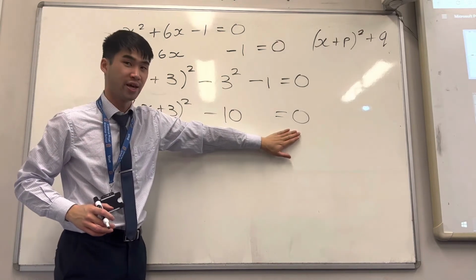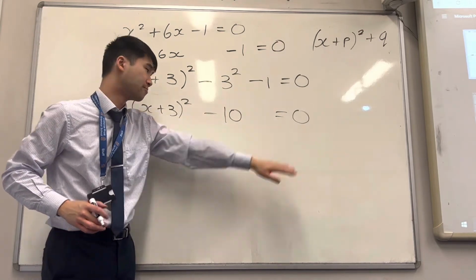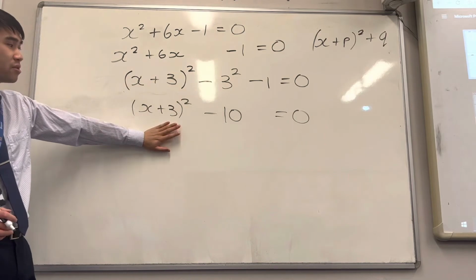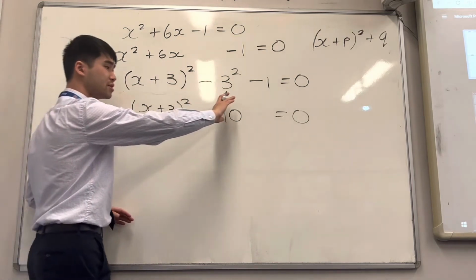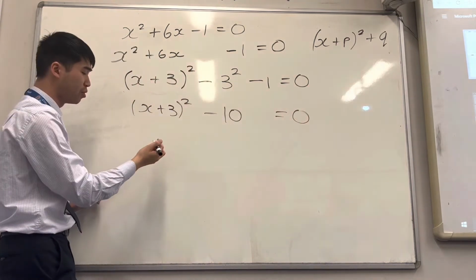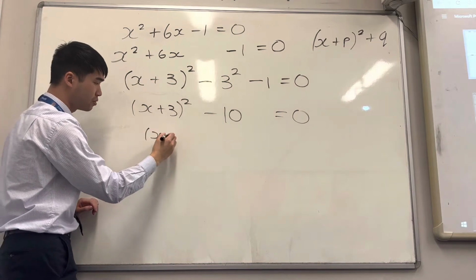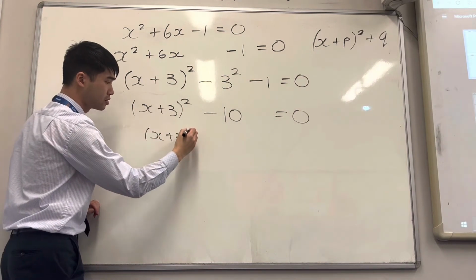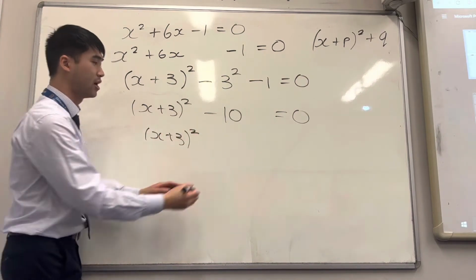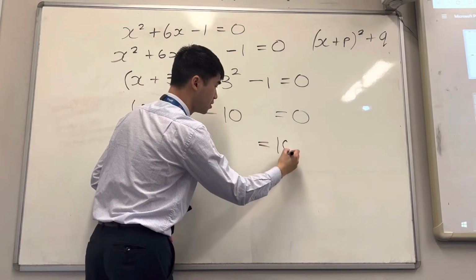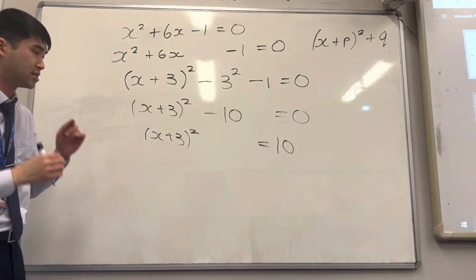I've not solved it yet. I'm going to try and solve for what x should be. So what I'm going to do is move this minus 10 over to this side. So I'm going to add 10 to both sides. So x plus 3 squared, add 10 to both sides. I'm going to have this is equal to 0 plus 10, which is 10.